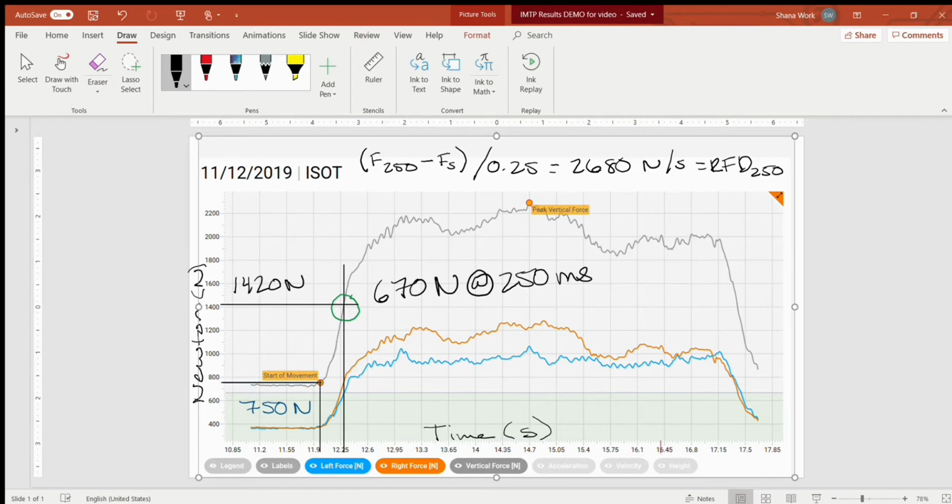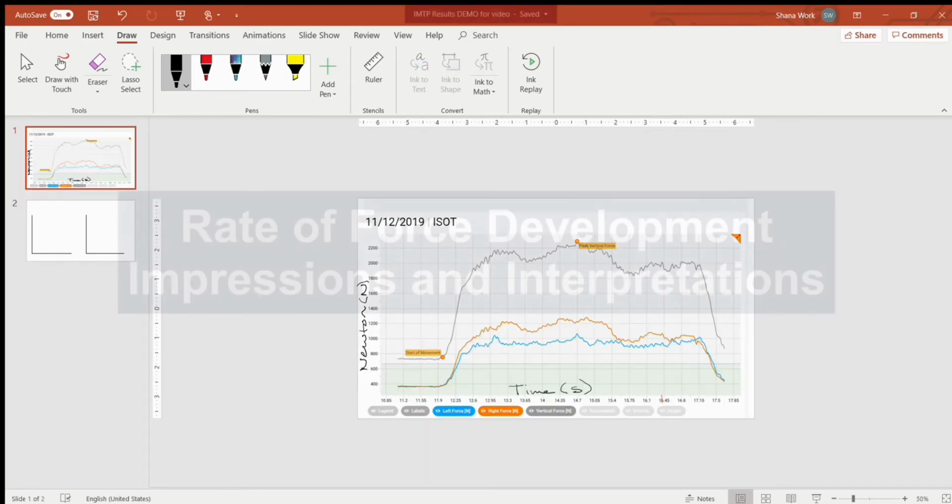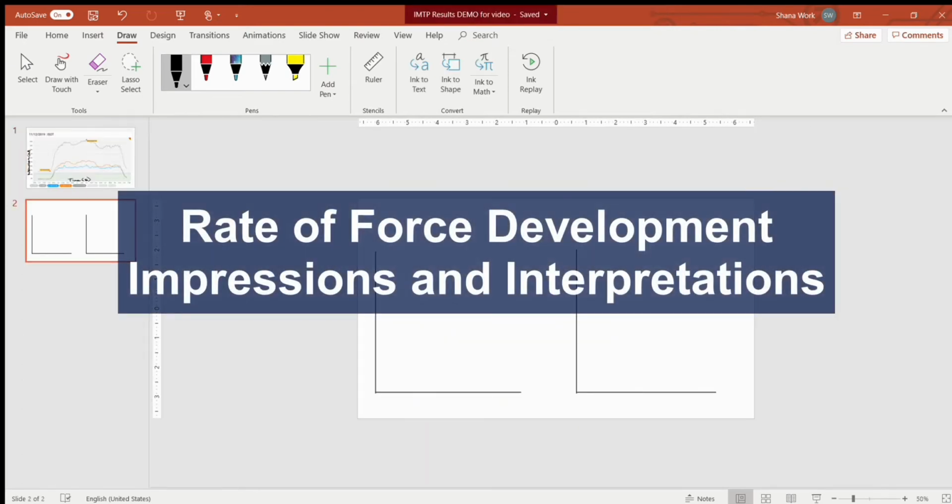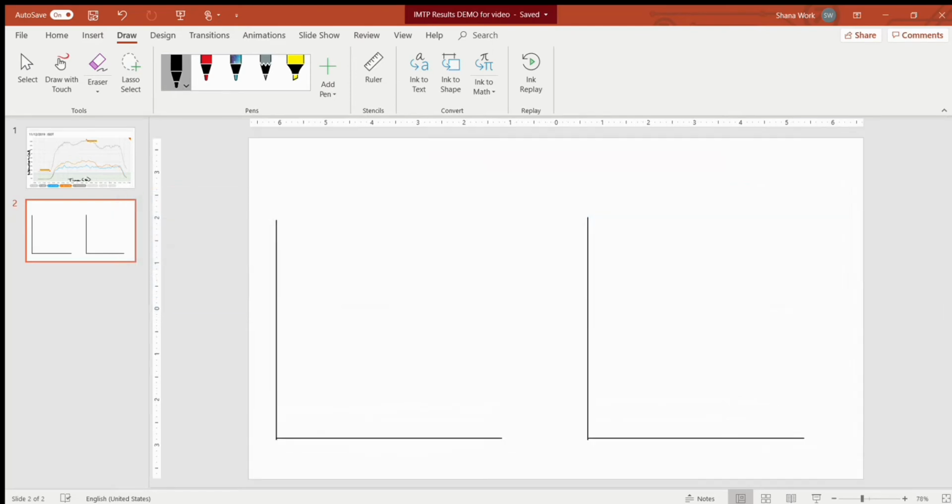Now, in order to make this a little bit easier to read as I explain the impressions or usefulness of isometric mid-thigh pull or similar assessments when we look at rate of force development and other similar components, I'm going to switch over here to this other doodled graph. And we're going to look at two different profiles of possible subjects or athletes that we are working with.